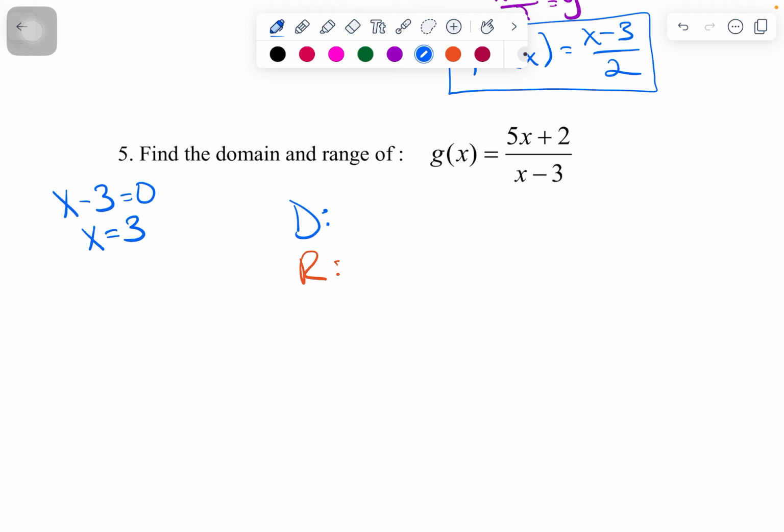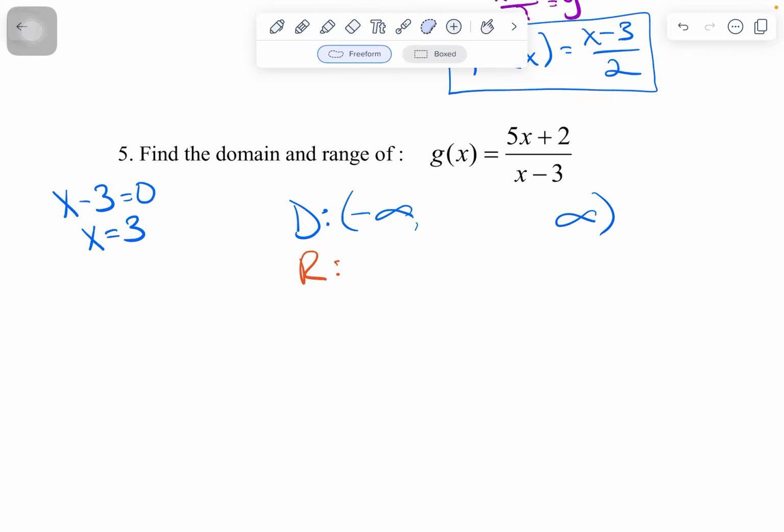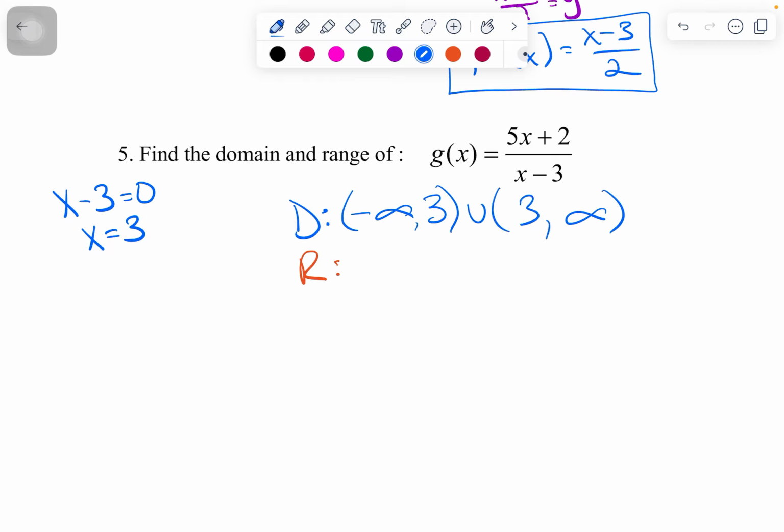So normal domain is from negative infinity to infinity. However, I cannot let x equal 3. So that means I'm going to split this domain up into 2 parts. All right, we're going to go negative infinity to 3 and then 3 to infinity. So whatever this value is that makes our denominator 0, that becomes the number you throw out of the domain.